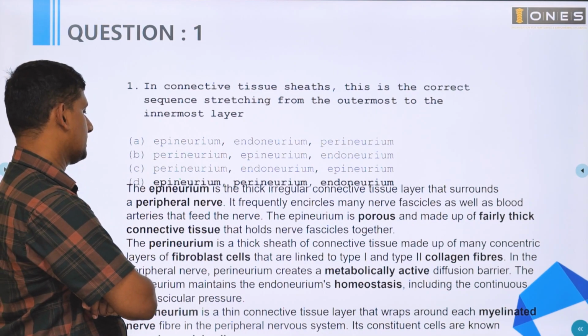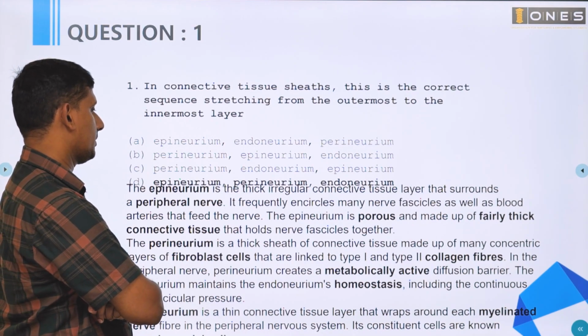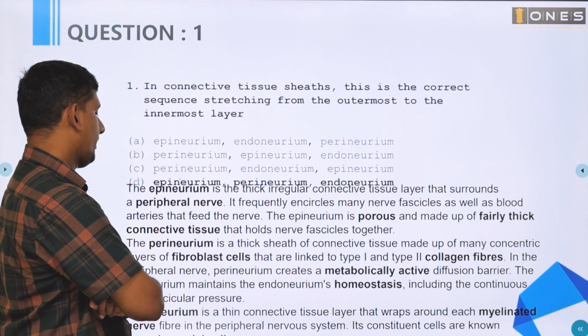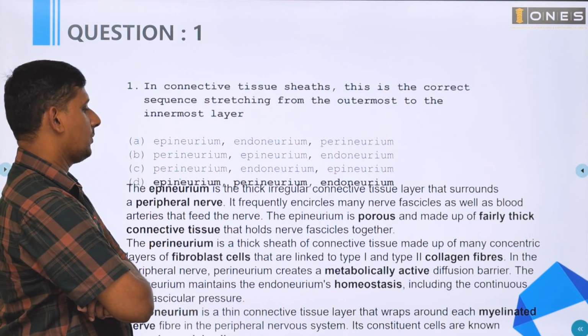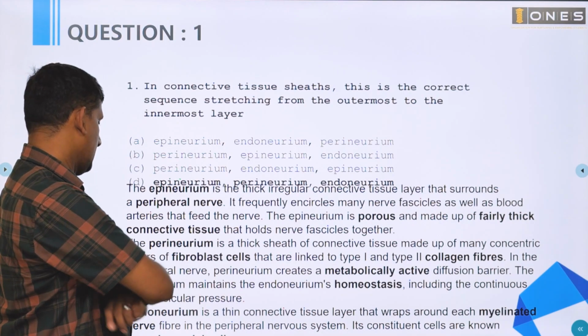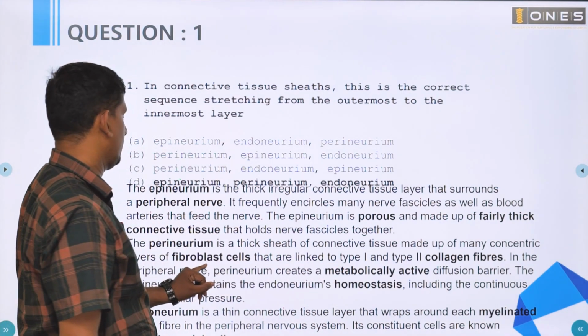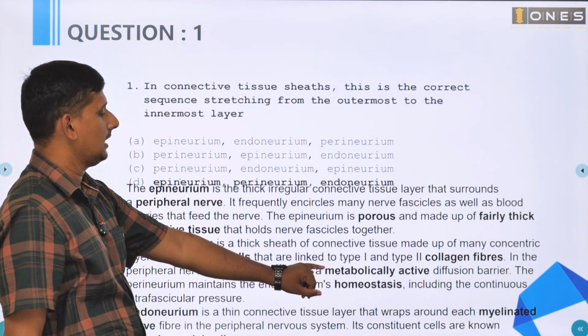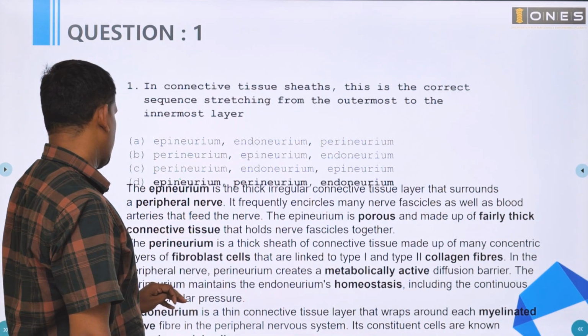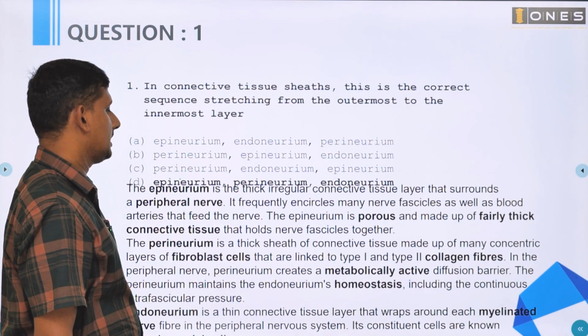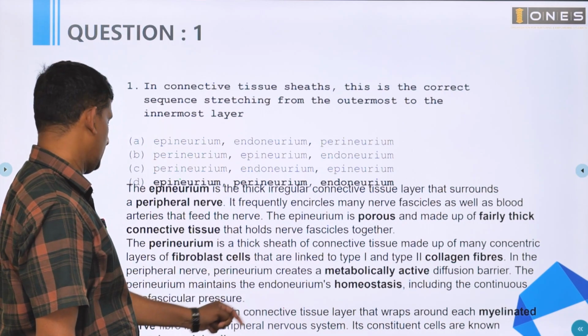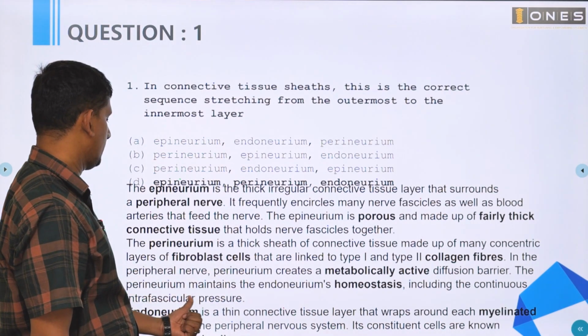The perineurium is a thick sheath of connective tissue made up of many concentric layers of fibroblast cells that are linked to type 1 and type 2 collagen fibers. In the peripheral nerve, perineurium creates a metabolically active diffusion barrier. The perineurium maintains the endoneurium's homeostasis, including the continuous intrafascicular pressure.